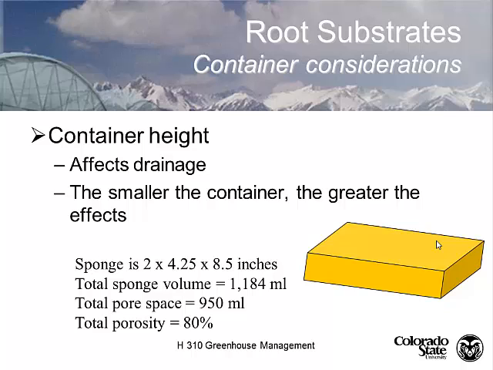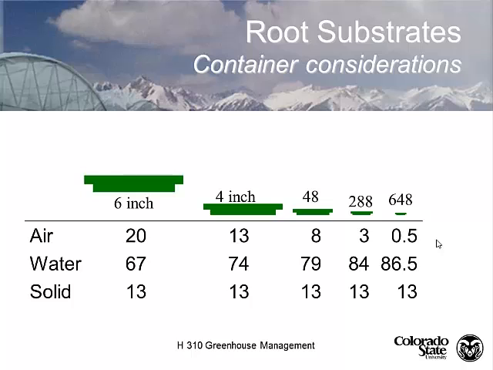Nothing that I do in this class is different than any other greenhouse management class in the country. We all teach the same thing. So, thinking about a 6-inch pot, we haven't changed our potting soil. For instance, we have 13% solid material, and the pore space is, I'll do my math here in a minute, 87%. In a 6-inch container, that's 20% air, 67% water.